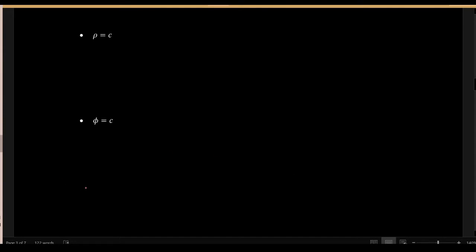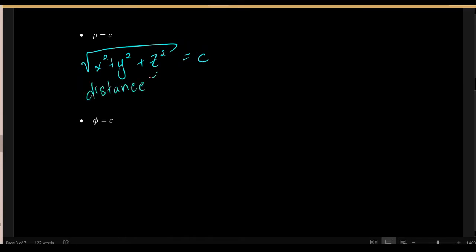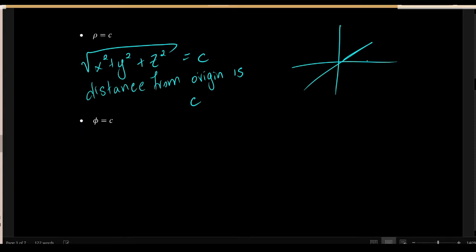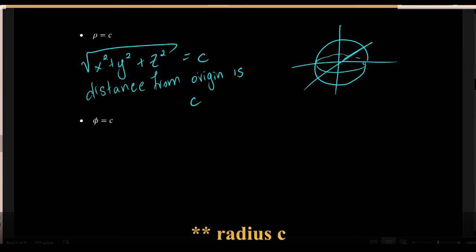Now what about rho equals c? And we did see an example of this yesterday. Rho equals c occurs when the square root of x squared plus y squared plus z squared is equal to this constant. So in other words, this is satisfied by any point whose distance from the origin, as measured in three-dimensional space, is equal to this constant c. And such a point is located on the sphere of radius 3, centered at the origin.